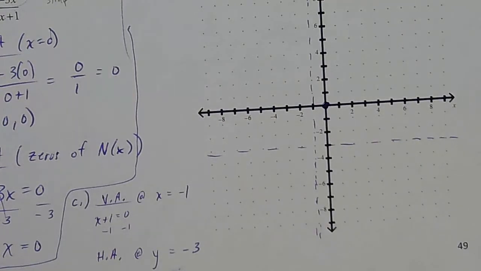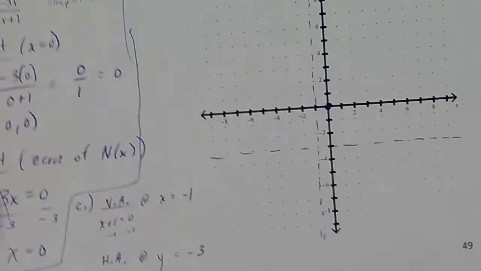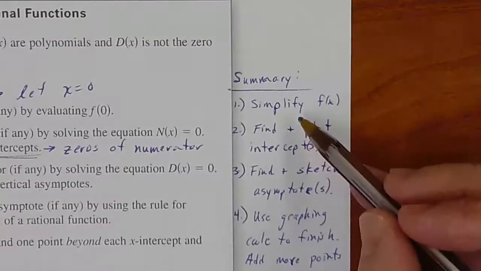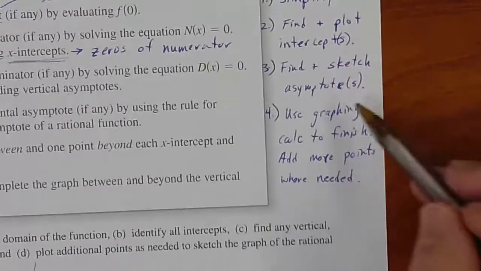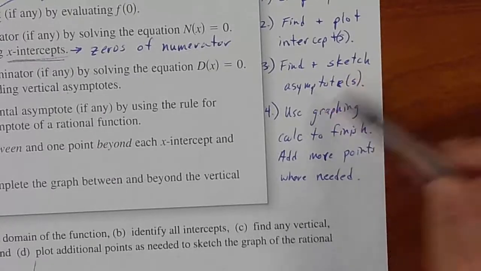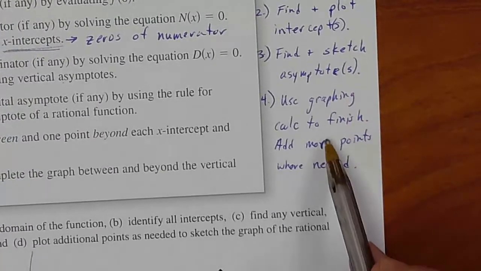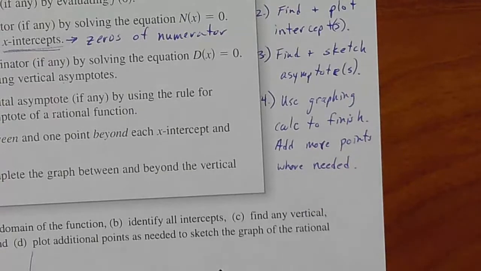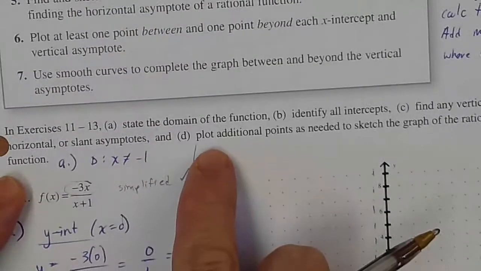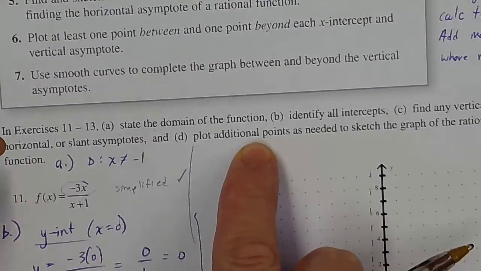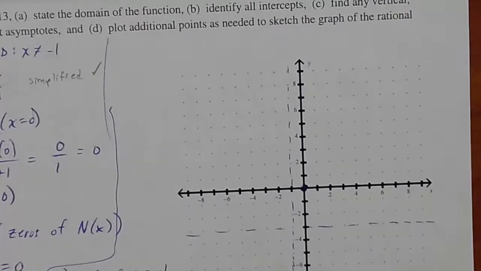Okay. All right, now we're kind of to the last step. Step 1, simplified. Yep, we found our intercepts and we plotted them. We only had one. We got our asymptotes. We sketched them. Now we're going to use the graphing calculator to finish, add more points where needed. This is really kind of part D, plot additional points when needed. Okay, so grab your calculator.